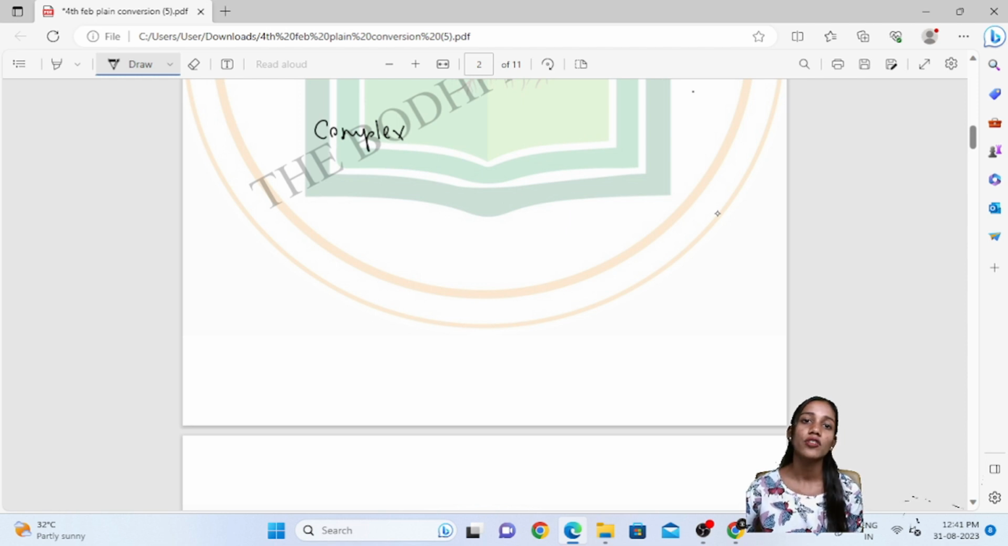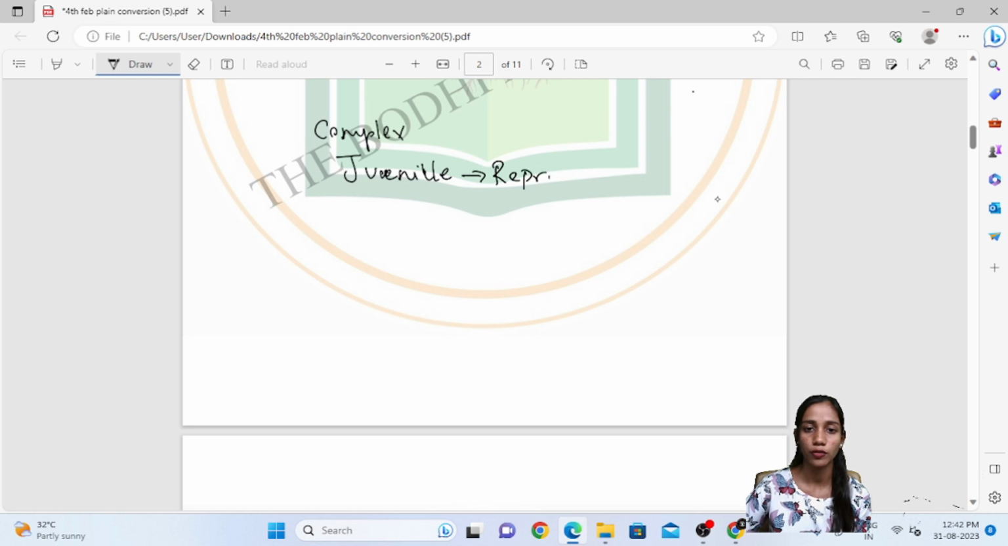Now, for sexual reproduction to occur, the body of the organism has to be developed, has to reach that phase. That's the reason the lifespan of a sexually reproducing organism is divided into three phases. I will just mention the phases first. The first phase is called the juvenile phase. The second phase is called the reproductive phase, and the third phase is called the senescence.